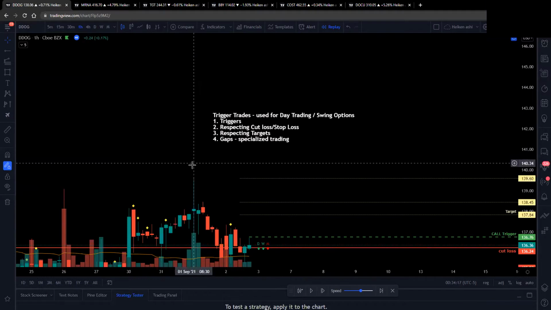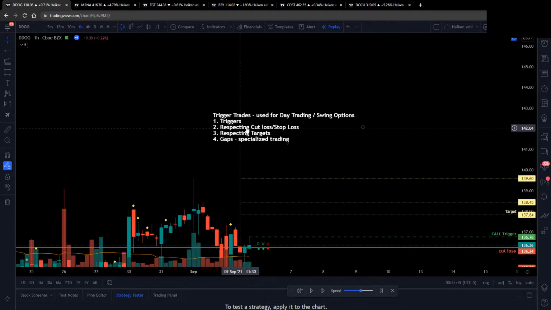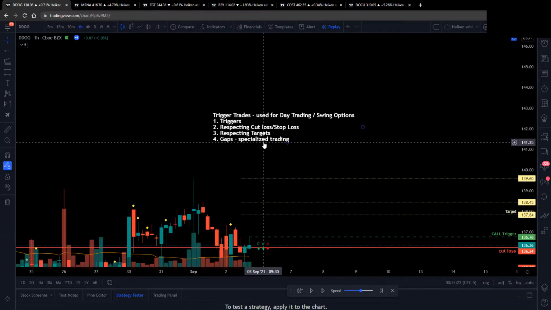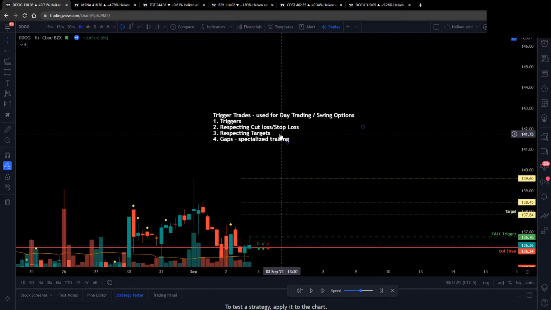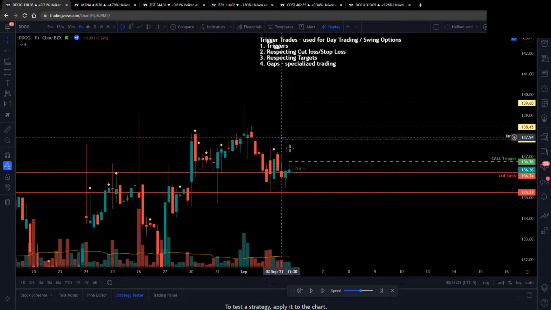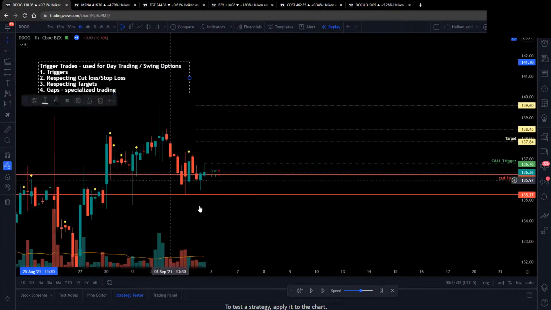So for this topic, we're going to talk about triggers, respecting cut loss or stop losses, respecting the targets as acting as a support or resistance, and gaps. So we're gonna go over first just the basics of trigger trades.